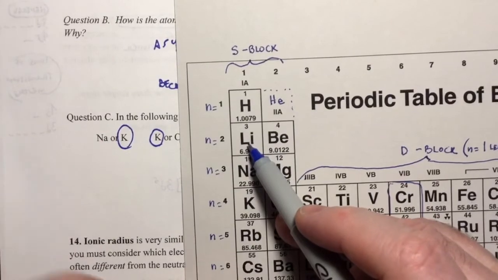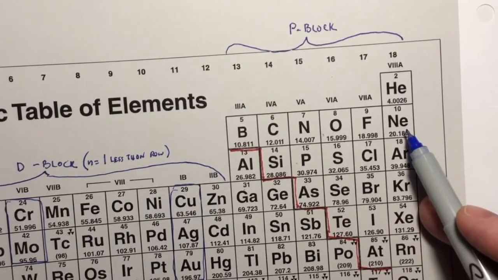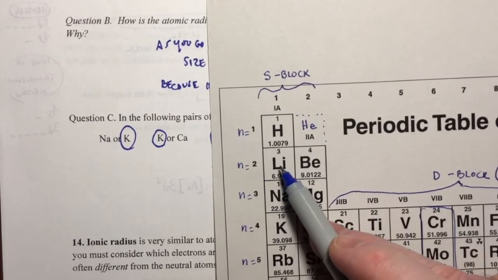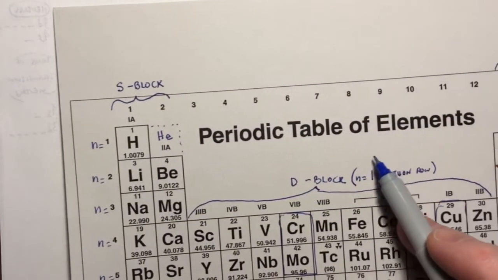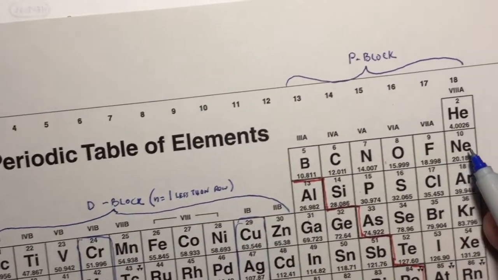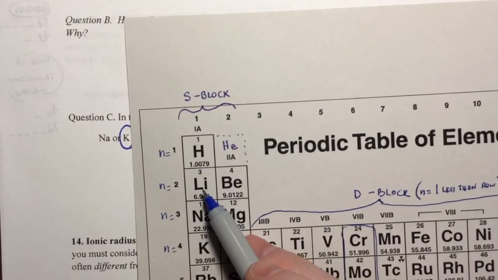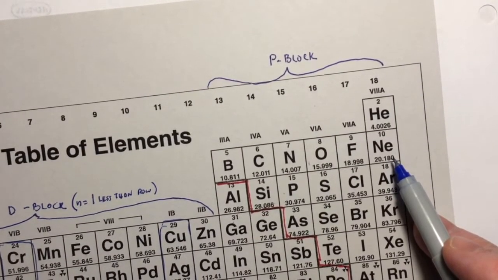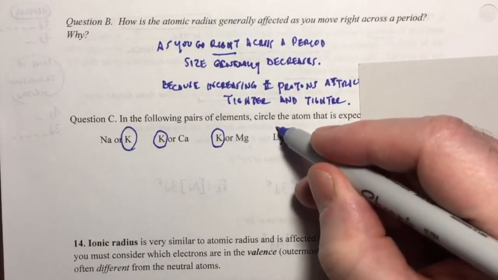Next one, lithium or neon. So you've got lithium here and neon all the way across in the same row over here. Well, if they're in the same row, they have the same n value, n equals 2 for their valence level. So they're tied according to rule number 1. But I think you can see that if we go all the way across this row, we continue to add more and more and more protons. So neon has many more protons than lithium does. So neon is attracting its electron clouds much tighter. So neon is smaller than lithium, and therefore lithium is a larger atom.